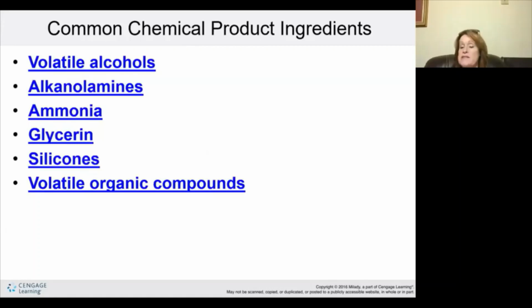Volatile alcohols evaporate easily. Examples are isopropyl alcohol, rubbing alcohol, and ethyl alcohol, hairspray, and alcoholic beverages. Okay, those are volatile alcohols, and they evaporate easily. Alkanolamines are alkaline substances used to neutralize acids or to raise the pH of many hair products, often used in place of ammonia. Colorless with a pungent odor, so they have a major odor, and you've smelled ammonia. It has a tremendous odor.